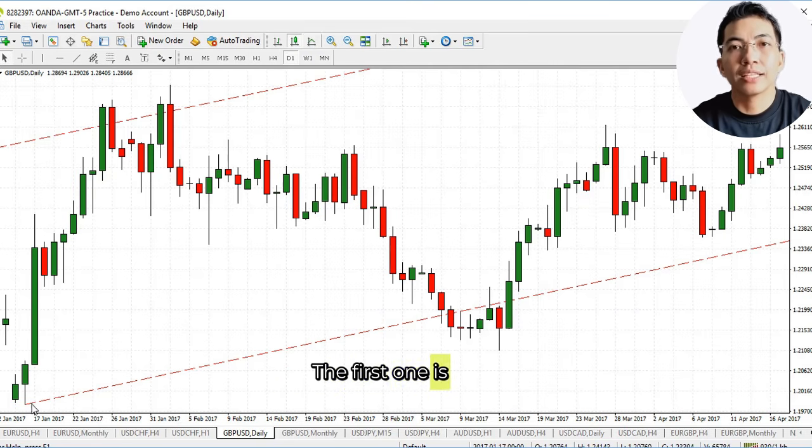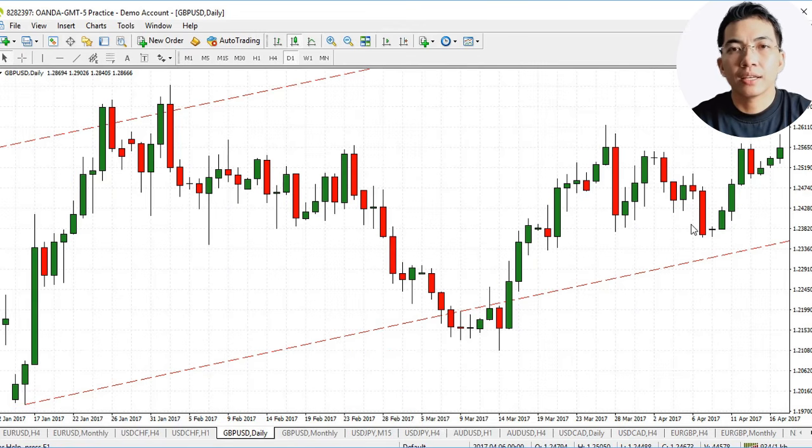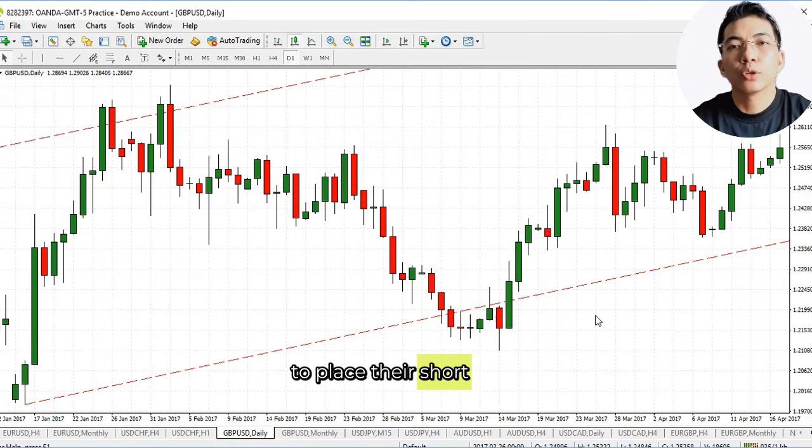The first one is at the beginning, where the price goes up forming very strong green candles. Then again buyers find it convenient to open their long positions on the uptrend line here, and now after the doji the price is going up again. There are also levels where sellers find it convenient to place their short positions, and they manage to push the price down. But I would say that buyers are stronger, especially because the price is forming higher lows, which is typical of an uptrend.